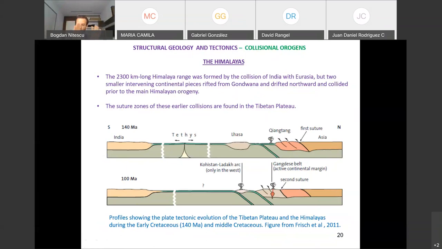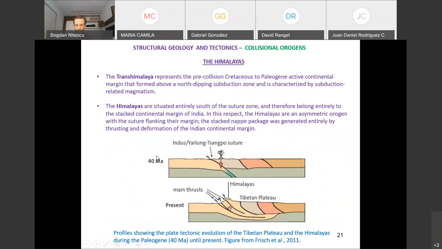And then to the south of the Tibetan Plateau, we have the Himalayas. So you see, at 100 million years, the Indian subcontinent was not yet there, but you had this island arc, which today is preserved in the western part of the Himalayas, the Kohistan-Ladakh arc. All right, so what happened is that 40 million years ago is basically the end of the subduction and the initiation of collision. What we call Trans-Himalaya, geographically speaking, is the part that is pre-collision. That's why it's Trans-Himalaya. And the Himalayas reflect this deformation entirely to the south of the suture zone.